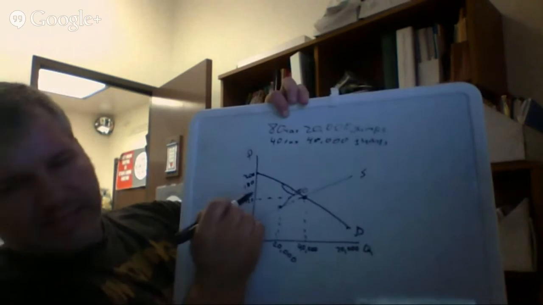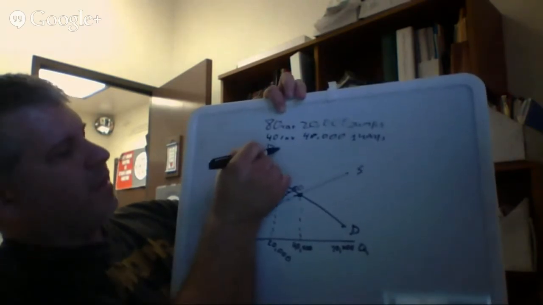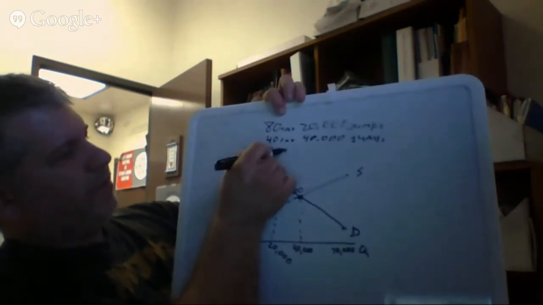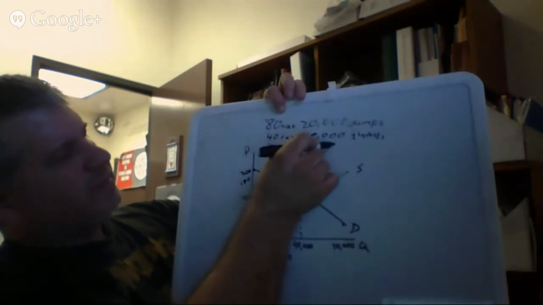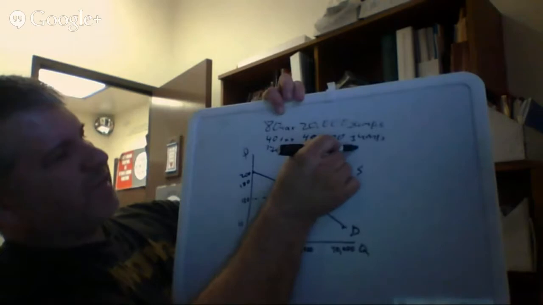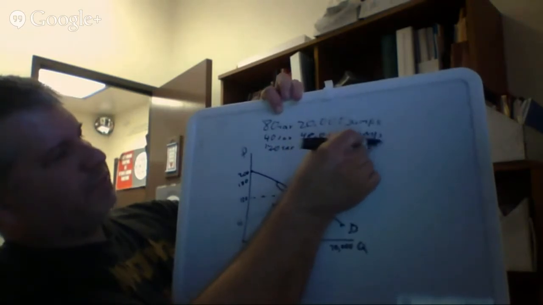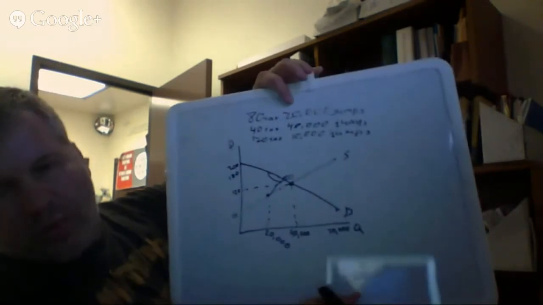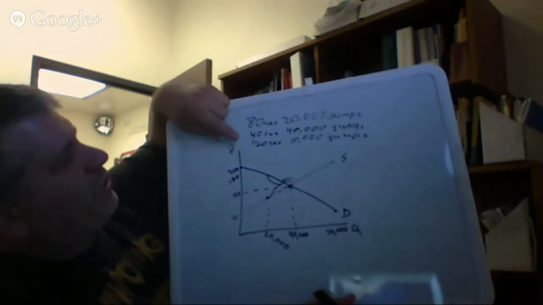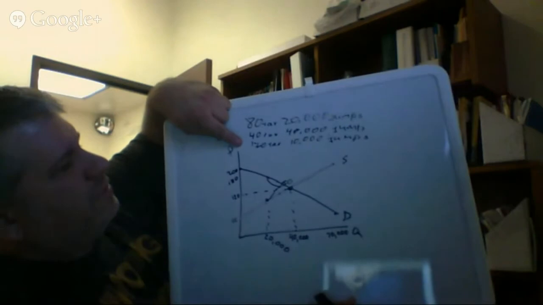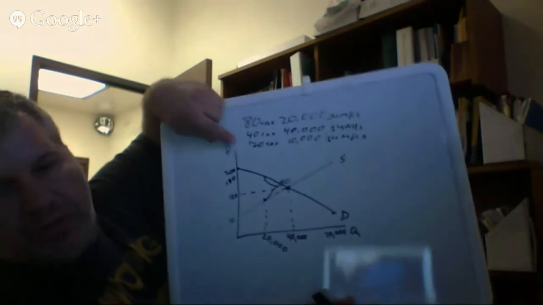And the last one is at a tax of 120. And at 120, we end up with 10,000 jumps. To get revenue, we just take the tax times the number of jumps. And so we should get 1.6 million. At $40 tax, we should have gotten 1.2 million. And at $120 tax per jump, we should get 1.2 million.